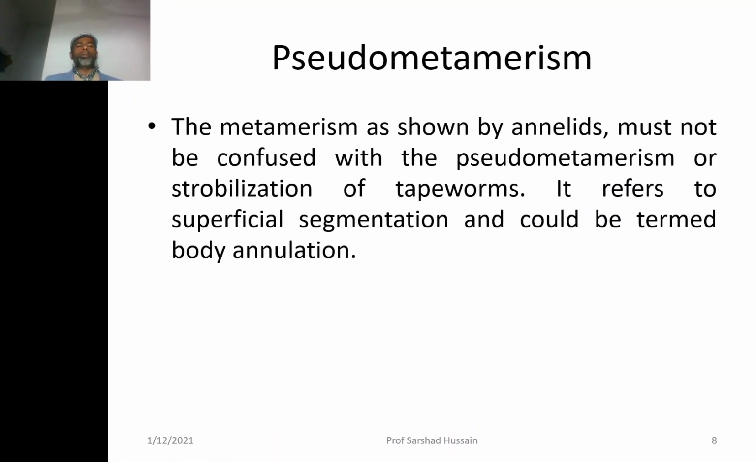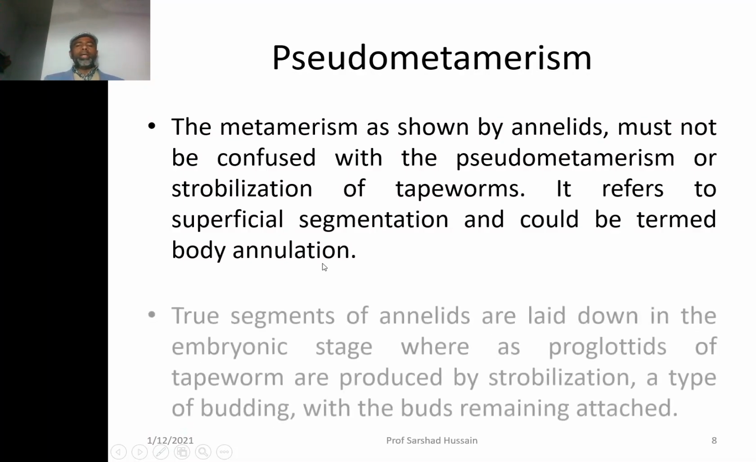Then there is a term, pseudometamerism. You must remember the phylum Platyhelminthes, where we discussed pseudometamerism. The metamerism shown by annelids is not shown by platyhelminths, which is called pseudometamerism, like you have seen in the tapeworm, where strobila were present, the anterior strobila, the middle strobila and the posterior strobila. It refers to superficial segmentation. So the strobila were superficial segments and could not be termed annulations or the rings or segments of the annelids.